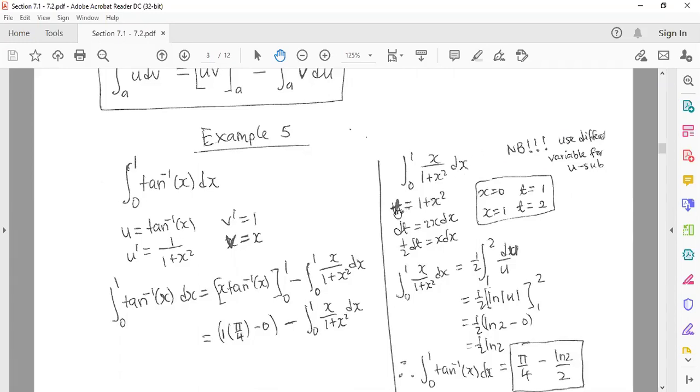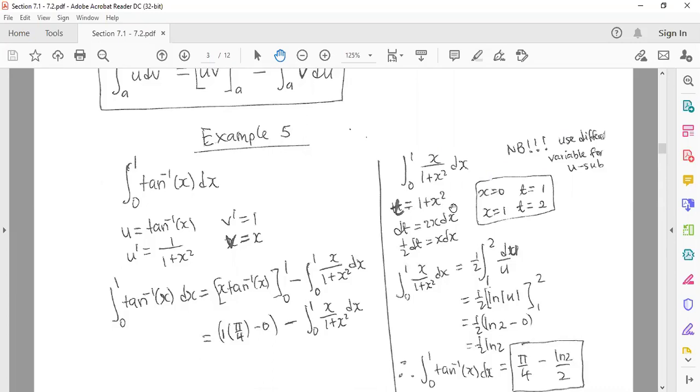You can say u equals 1 plus x squared. You can do a u substitution. You started by telling me that u is tan inverse of x when you're doing by parts. Now you do a u substitution, and you're telling me u now changes to 1 plus x squared. Don't do that. Just use a different variable when you're doing u substitution.